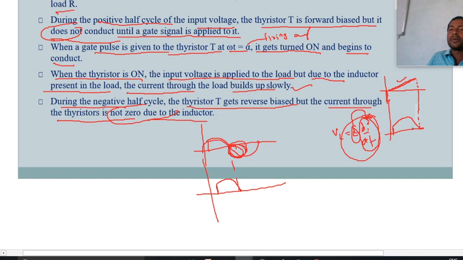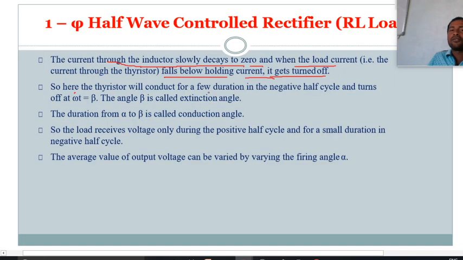And another key point: the current through the inductor slowly decays to zero when the load current falls below the holding current. I already discussed holding current in the V-I characteristics of the SCR. So here the thyristor will conduct for a short duration in the negative cycle, and turn off at omega t equals beta.